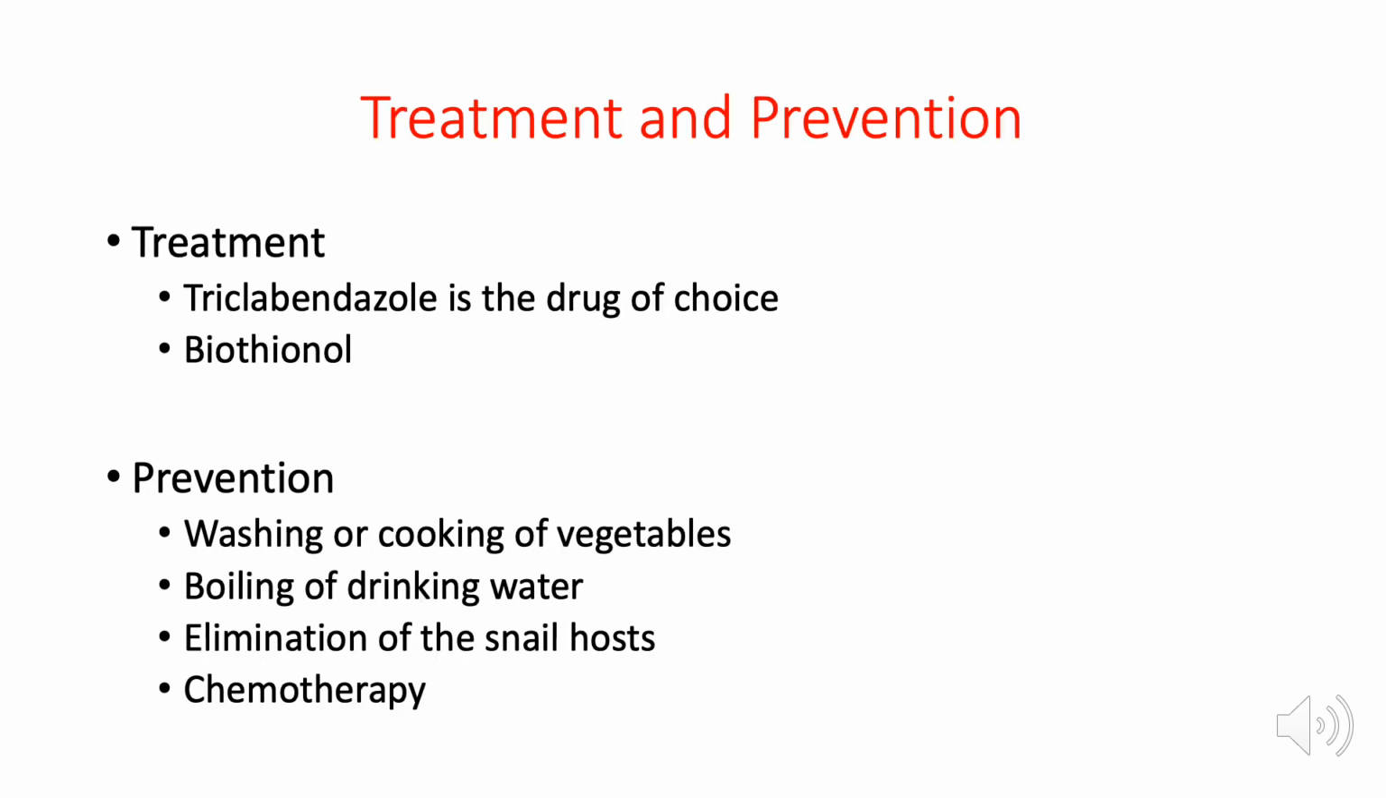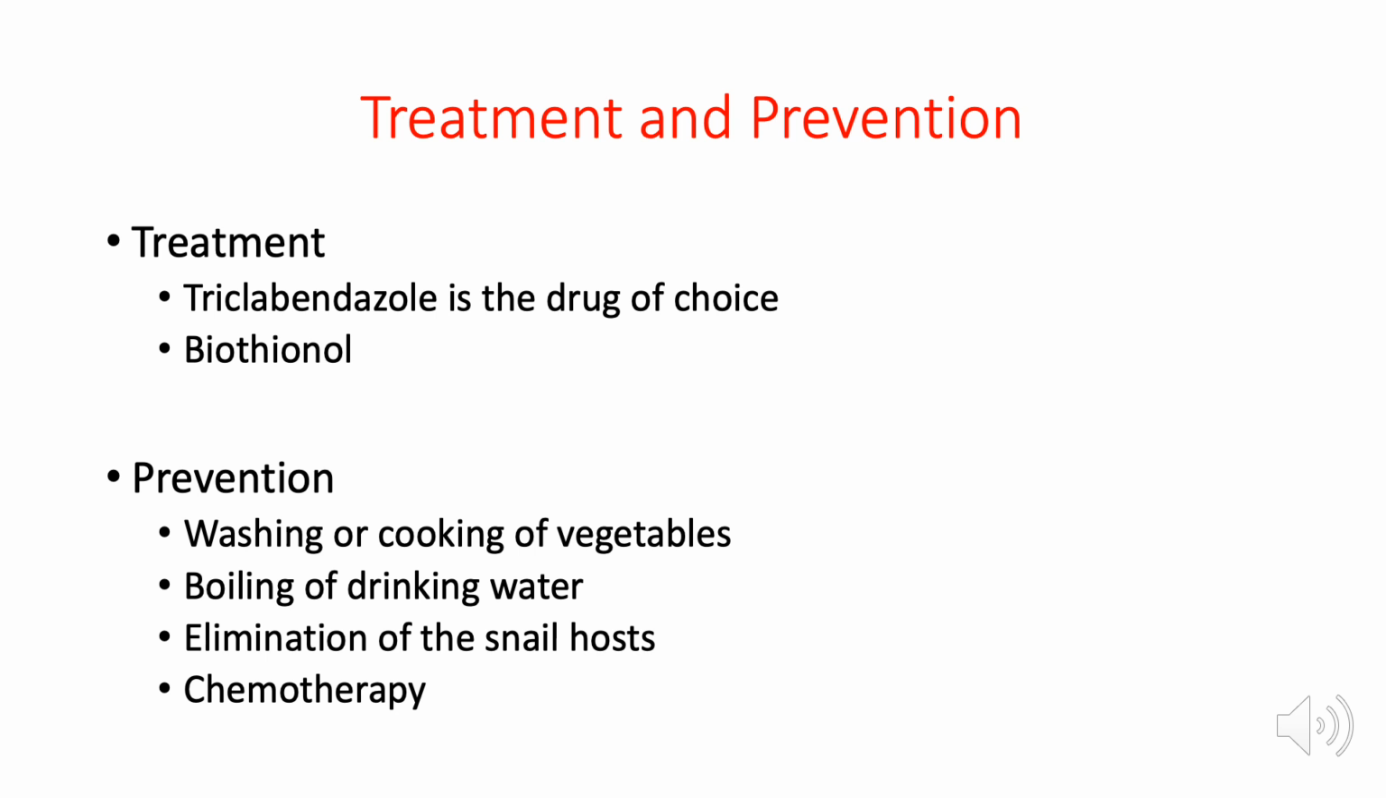The treatment of choice for fascioliasis is triclabendazole. An alternative drug is bithionol. And what do you notice? So far, for the first two trematodes we have discussed, praziquantel is the drug of choice, but it's not recommended for fascioliasis. Now, how to prevent fascioliasis?